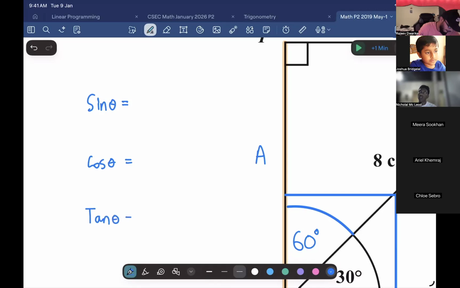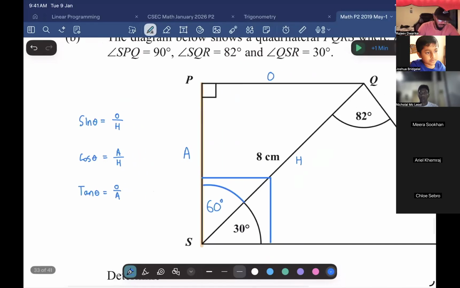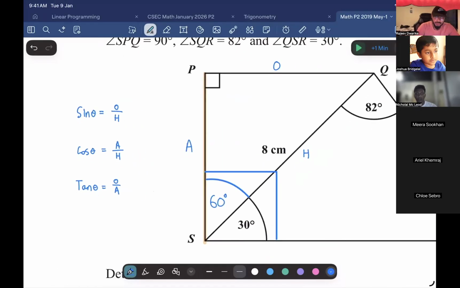Opposite over hypotenuse for sine, adjacent over hypotenuse, and opposite over adjacent. Great. Now, anytime you want to use trig ratios, you need to identify a length that you have and the length that you are trying to find for.